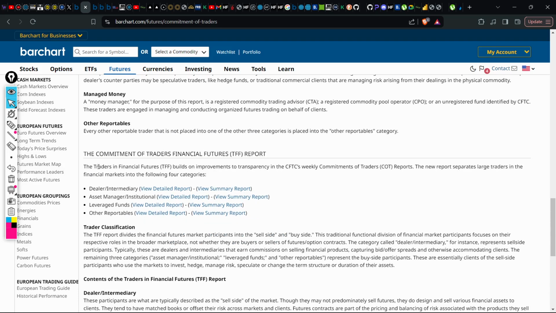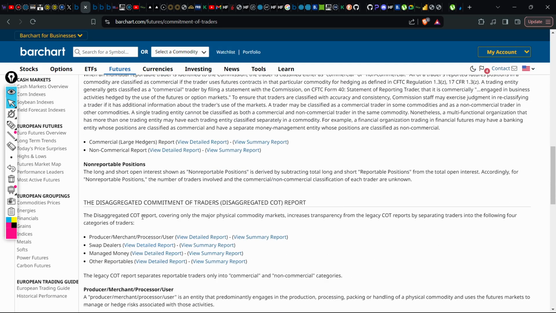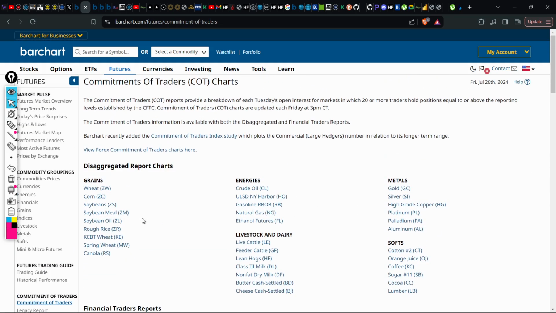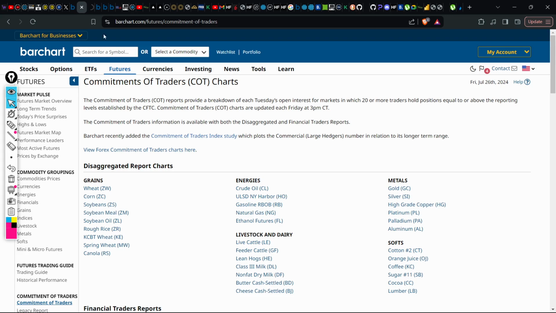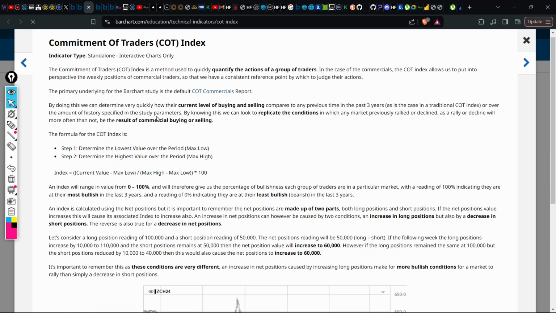Commitment of traders, futures, financial report. No, we're not going to look at this one. Essentially, now you get the gist of what's really happening with this COT report. And still, from this website, remember I talked about the commitment of traders index. I believe we can look at this before we continue. So yeah, this is it.